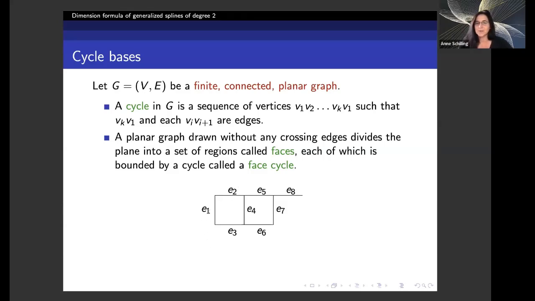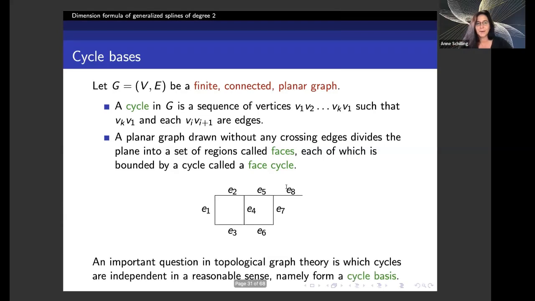Here again is a very simple planar graph. I labeled the edges E1, E2, E3, E4 up to E8. Here we have two faces: this face that is bounded by E1, E2, E3, E4, and then a face bounded by E4, E5, E6, E7. And then we have this extra edge that is not associated to any face. What we are going to use is the cycle basis for this graph, which means we are actually going to use the face cycles, the ones that are given by the faces of the graph.